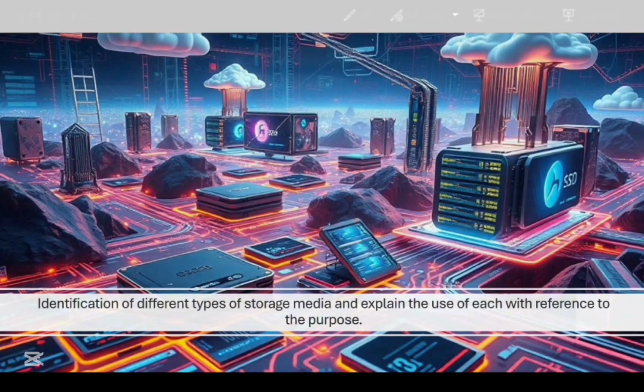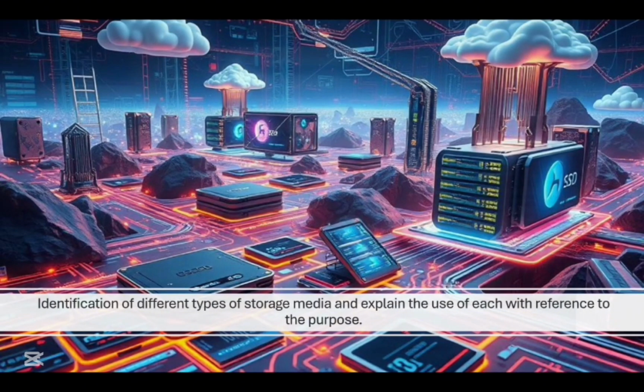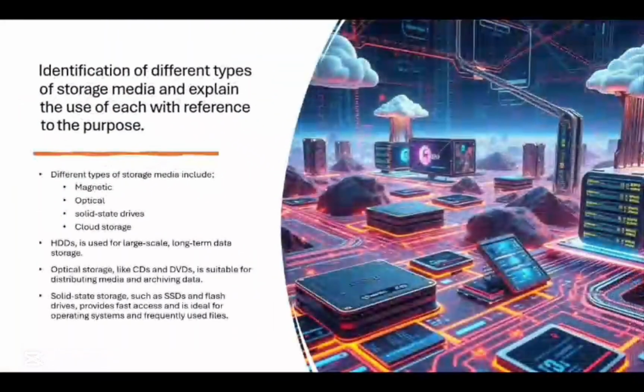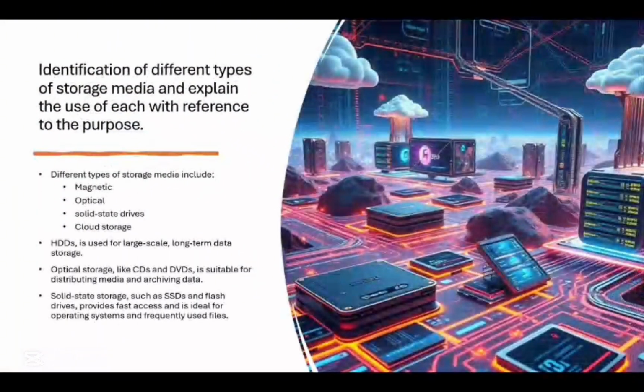Types of storage media. The different types of storage media we will cover include magnetic, optical, solid state drives, and cloud storage. Magnetic storage like HDDs is used for large scale long term data storage. Optical storage, such as CDs and DVDs, is good for distributing media and archiving data.